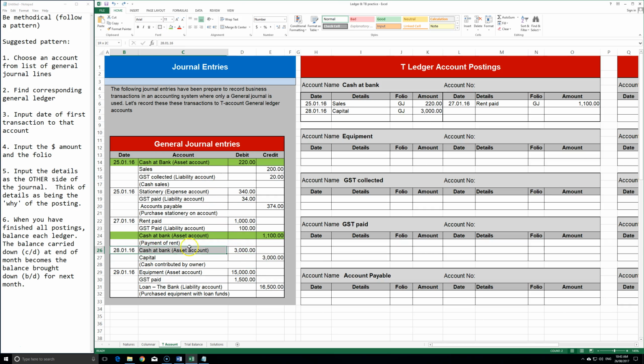Okay, going to green the capital line. Sorry, not the capital line, the cash at bank line. That was almost a fatal error. I haven't posted the capital line yet. That goes over in the capital general ledger. Okay, so there's all my cash at bank done.